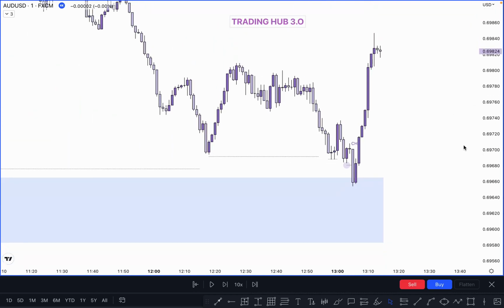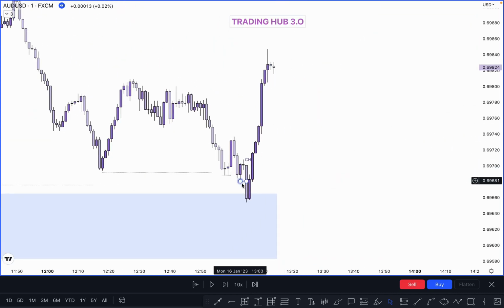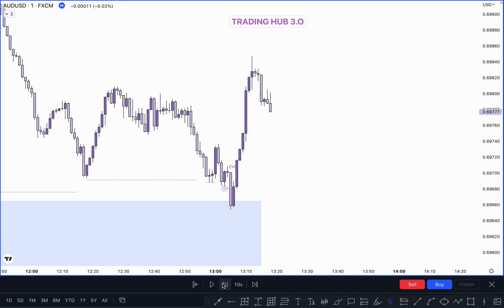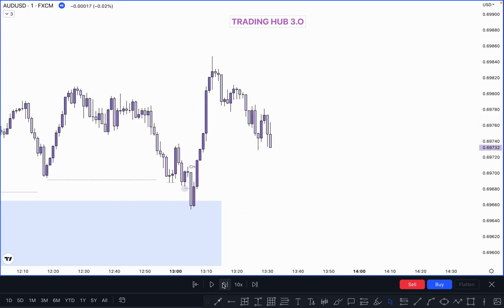You have to wait for the inducement to be taken out. If the same low sweeps this candle and closes above it, you can simply buy here without inducement. Okay, so you have to focus on following the inducement before you enter. Let's see what happens next and wait for inducement to be created. Right now there is no inducement here.